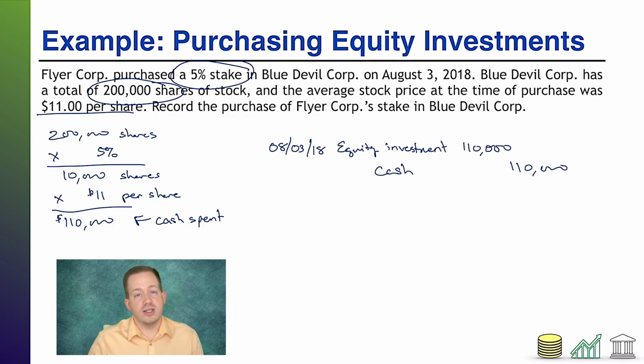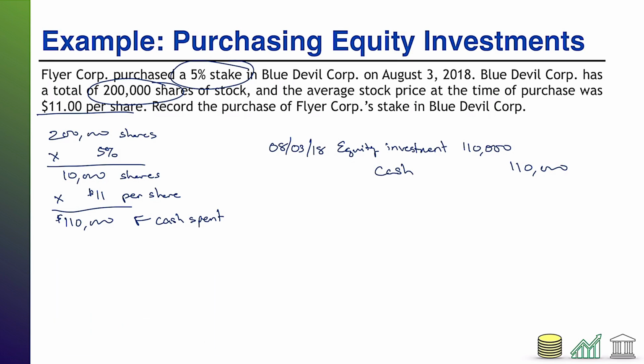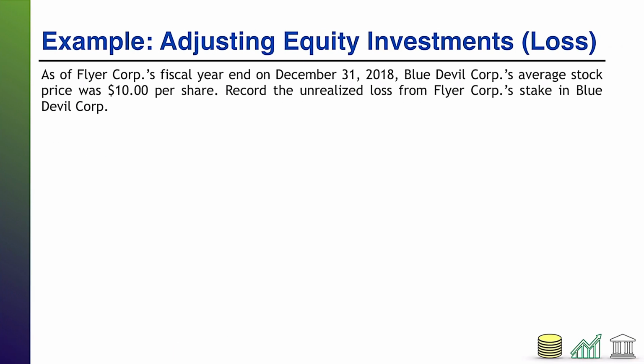You're done until one of 2 things happens. You hit the end of an accounting period and the value of that equity investment has changed, or you sell it and the value has changed, right? So either way, at this point, you're just in a holding pattern. All right, so here we go. We're going to get to the end of our first accounting period, which is going to happen on December 31, 2018. At that point in time, Blue Devil's average stock price is $10 per share. So it has gone down in value from the time we bought it. Record the unrealized loss from our stake in Blue Devil Corp.